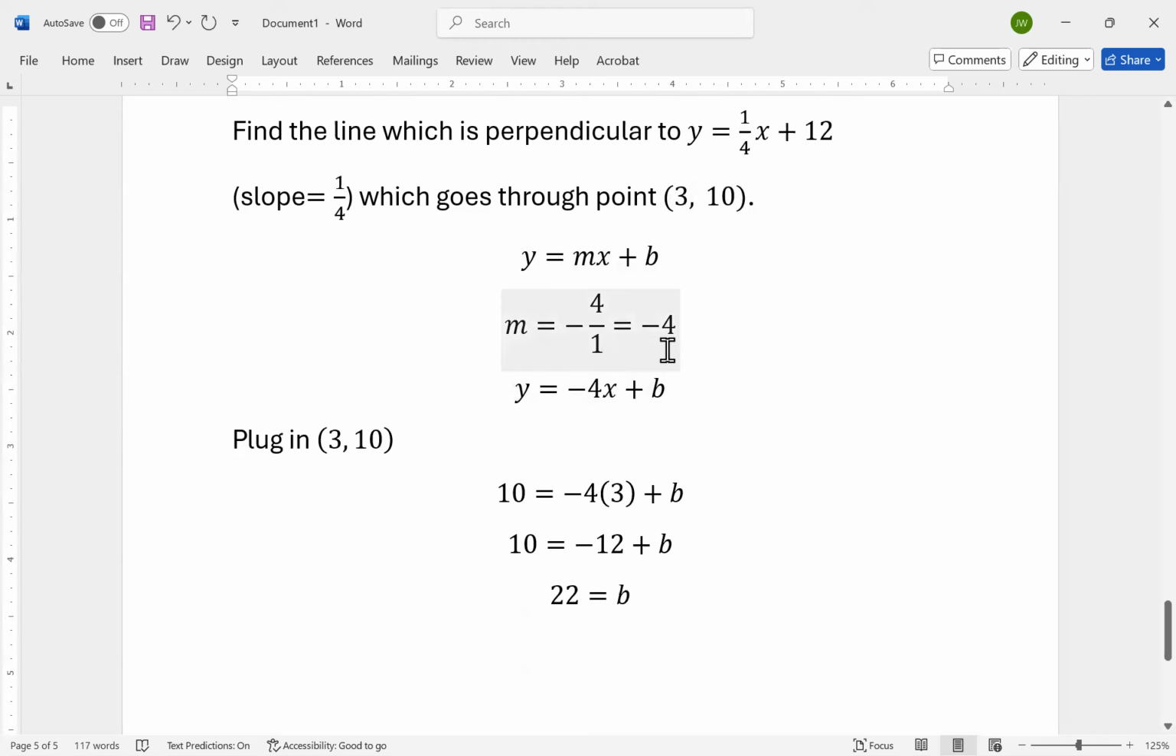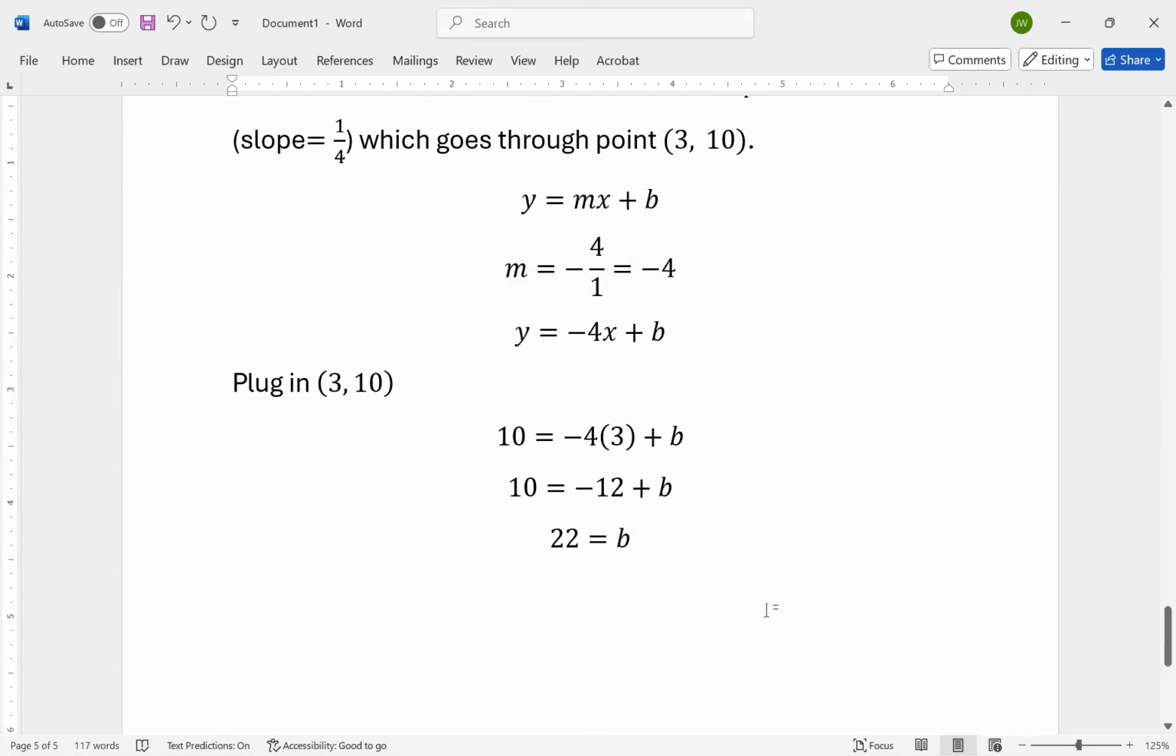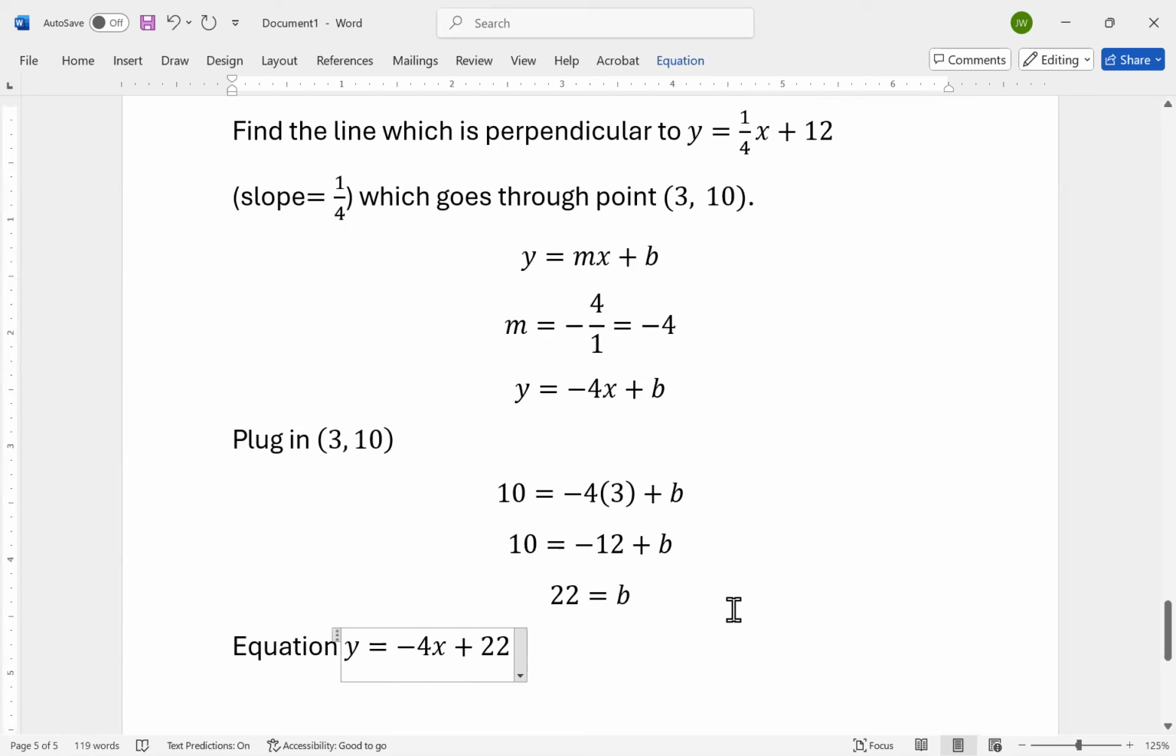Now I've found my slope of -4. I know b is 22. And so the equation that we're getting is y is equal to negative 4x plus 22. So there we go, and that's it. That's what we're asked to find. We're trying to find the line which is perpendicular to this one and goes through the point (3, 10). And that line happens to be y equals negative 4x plus 22.